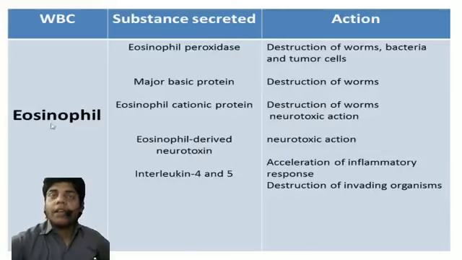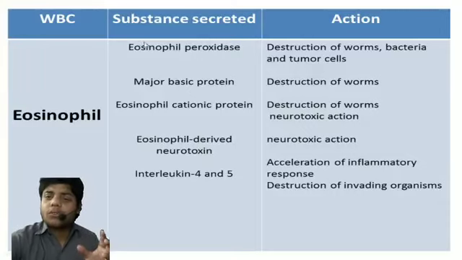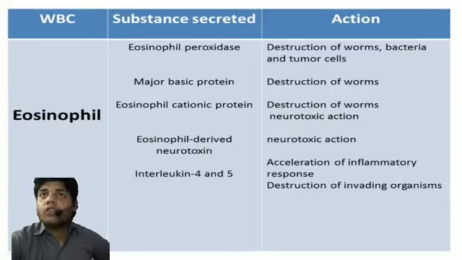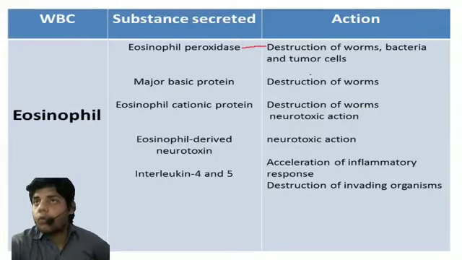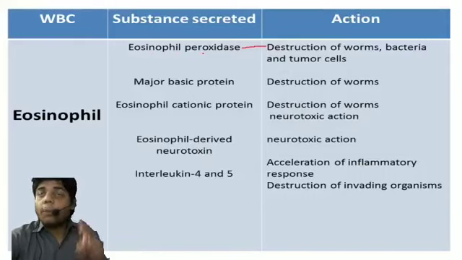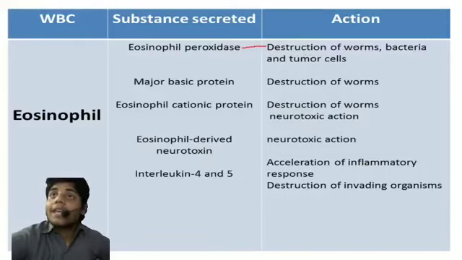Now next we have another cell which we call eosinophil. Now what are the functions, or what kind of substances are secreted from the eosinophil? First of all, we have eosinophil peroxidase. Now this eosinophil peroxidase has the action of destruction of worms, bacteria and tumor cells. So whenever eosinophil secretes eosinophil peroxidase enzyme, they can destroy the worms, bacteria and tumor cells.